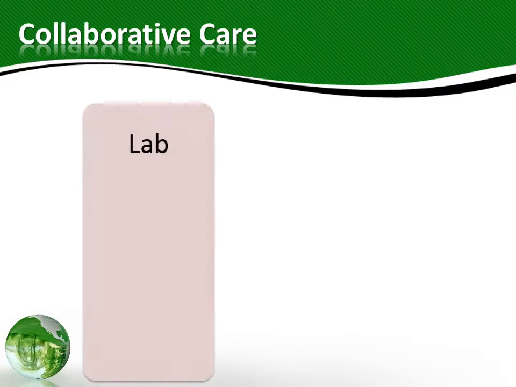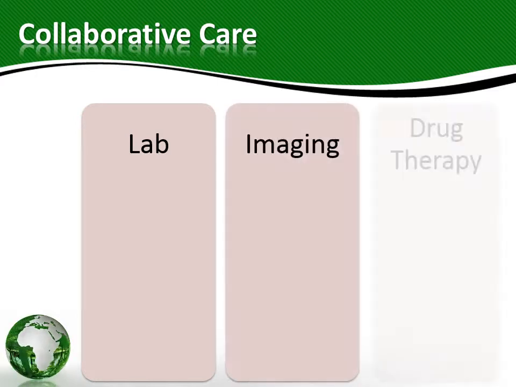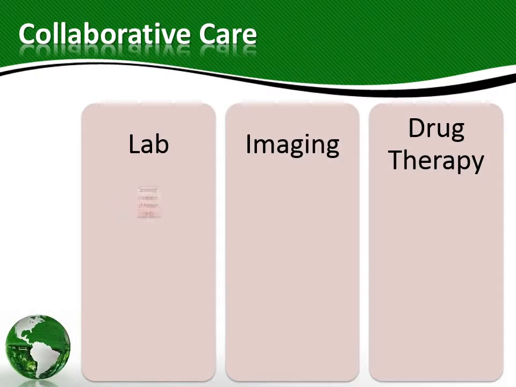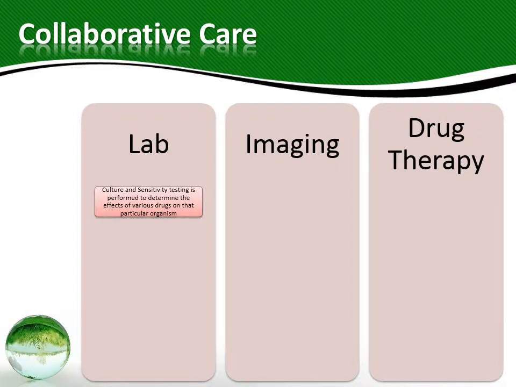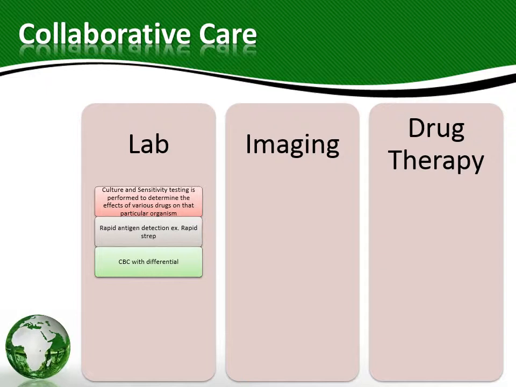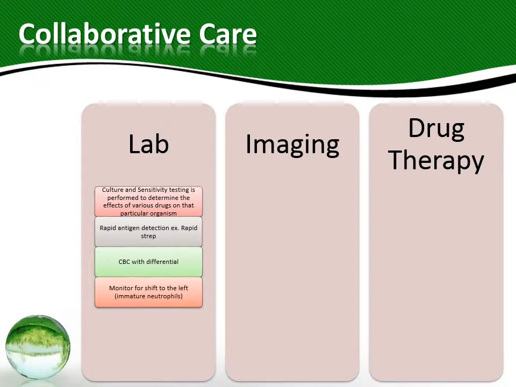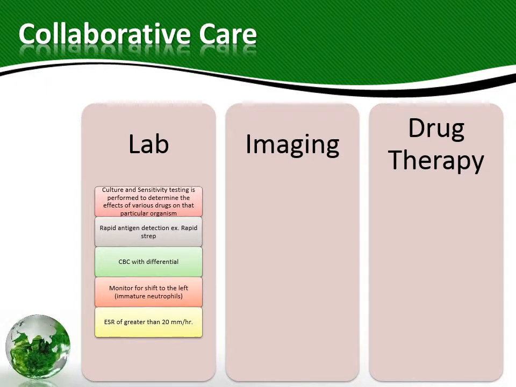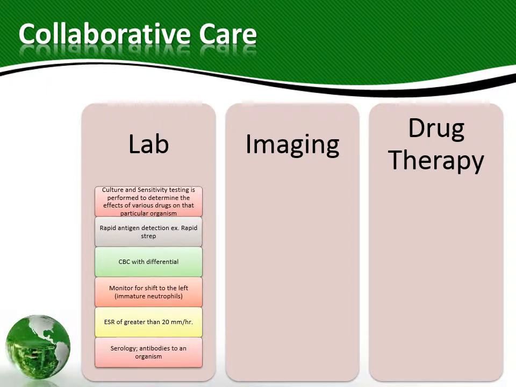Okay, we're going to discuss a little bit about collaborative care. We're going to cover lab, imaging, and drug therapy. During lab, a culture and sensitivity testing is performed to determine the effects of various drugs on that particular organism. Then we have the rapid antigen detection. An example would be a rapid strep test. We will also do a CBC with differential. You want to monitor for shift to the left of the immature neutrophils. You will also monitor the ESR of being greater than 20. And you will check serology, the antibodies to an organism.